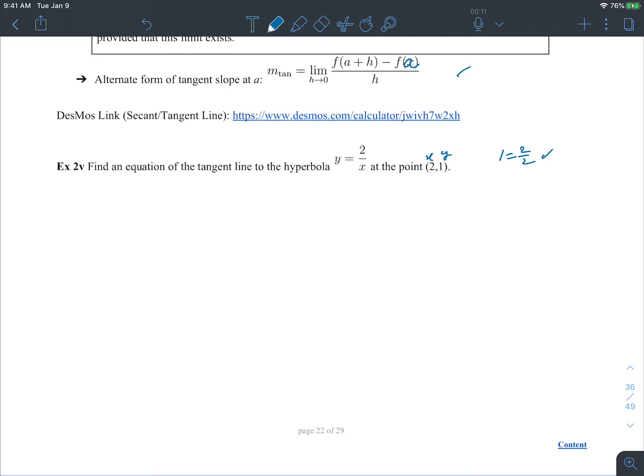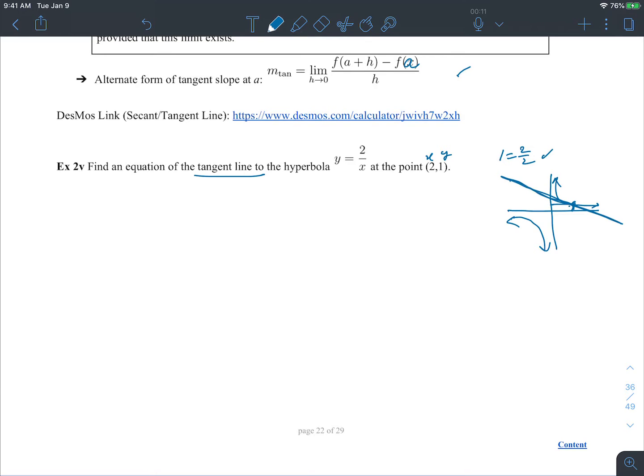Let's try to figure out what it's asking us. That is a hyperbola with a vertical stretch, right? It's a transformation of 1 over x. So it's going to look something like this. It's not a perfect picture, but it's close enough. (2, 1) will be here. So they're asking us to find this particular tangent line.